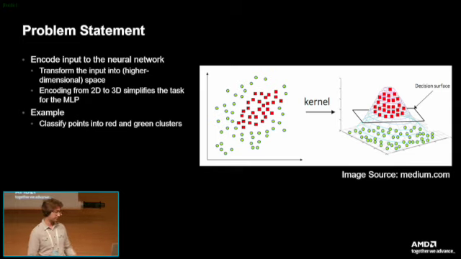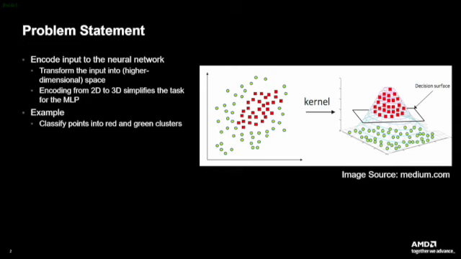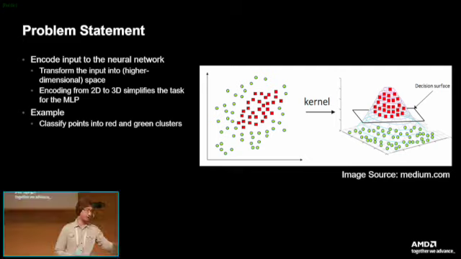Let's say we have this little problem, like we have points in 2D space specified by 2 coordinates, and we want to train our neural network to classify them between red points and green points. So we can just put these 2 coordinates as input to the neural network as 2 neurons. It's not a very difficult problem.